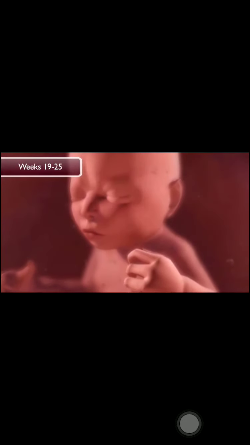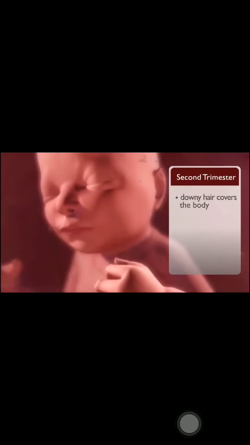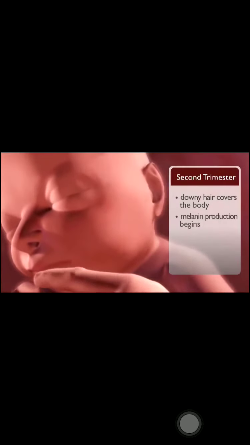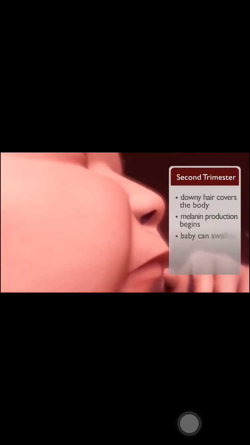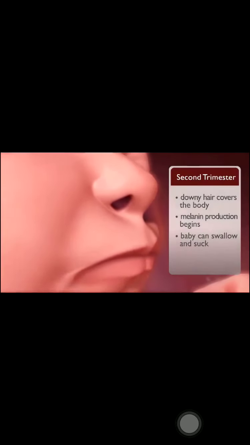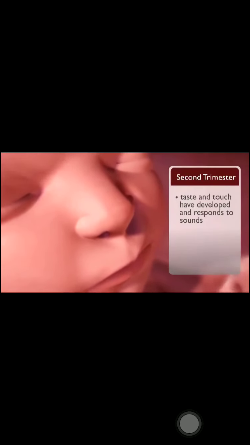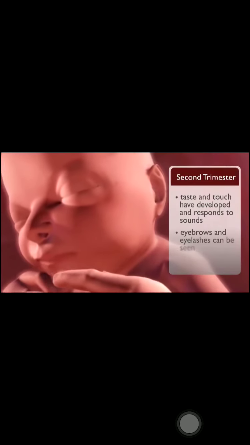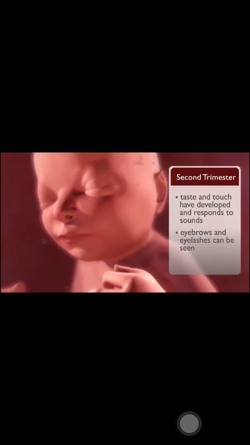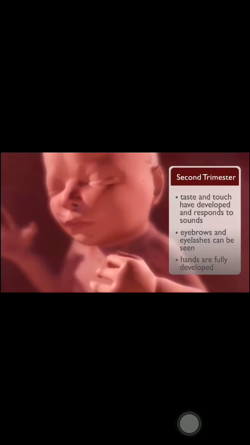At 19 to 25 weeks, 17 to 23 weeks after conception, downy hair covers the developing baby's body. Melanin production begins. The developing baby can swallow and suck. Its sense of taste and touch have developed, and it responds to sounds. Eyebrows and eyelashes can be seen, and the hands are fully developed. The third trimester begins at 26 weeks.